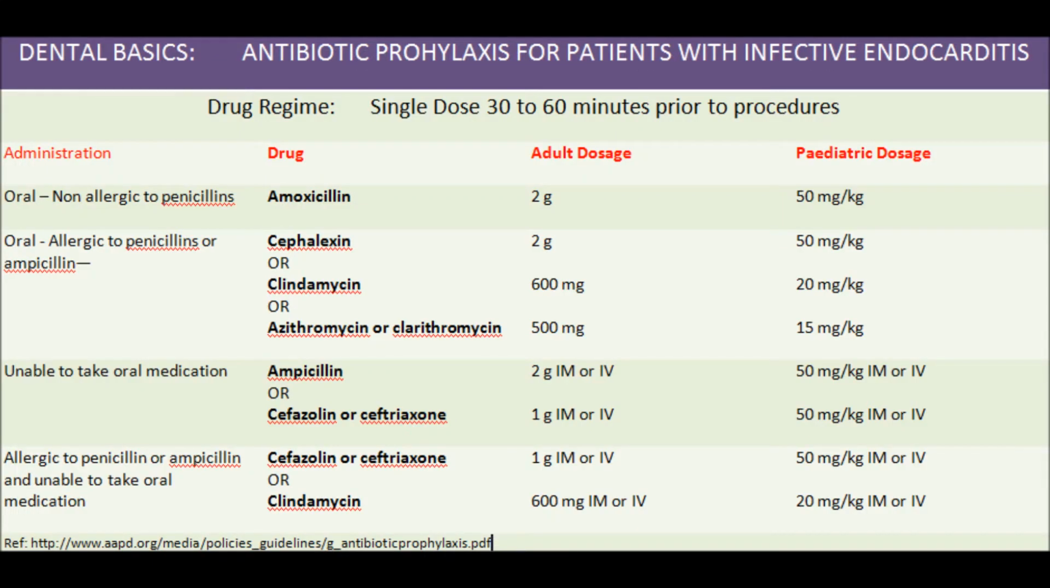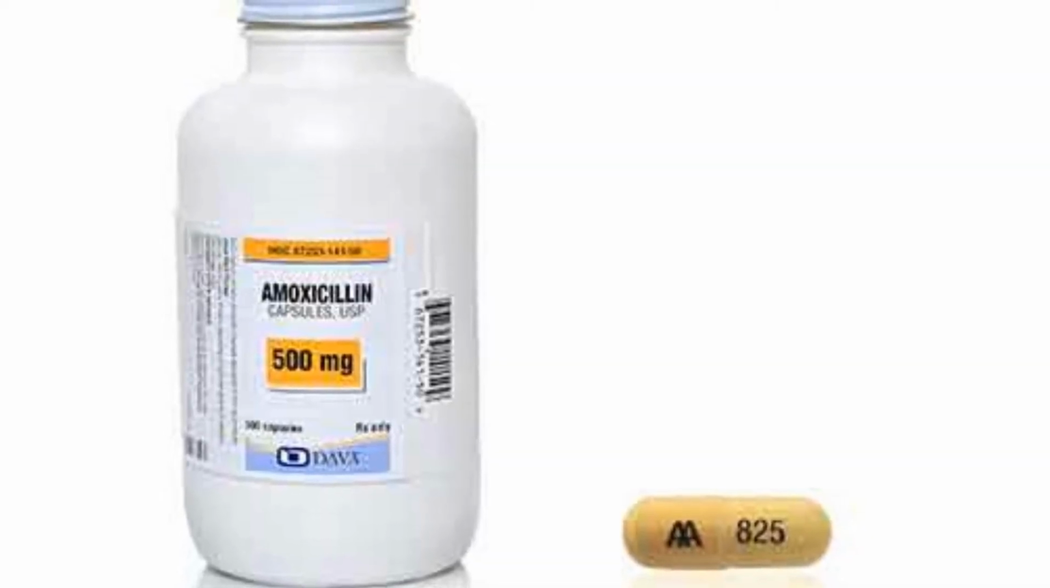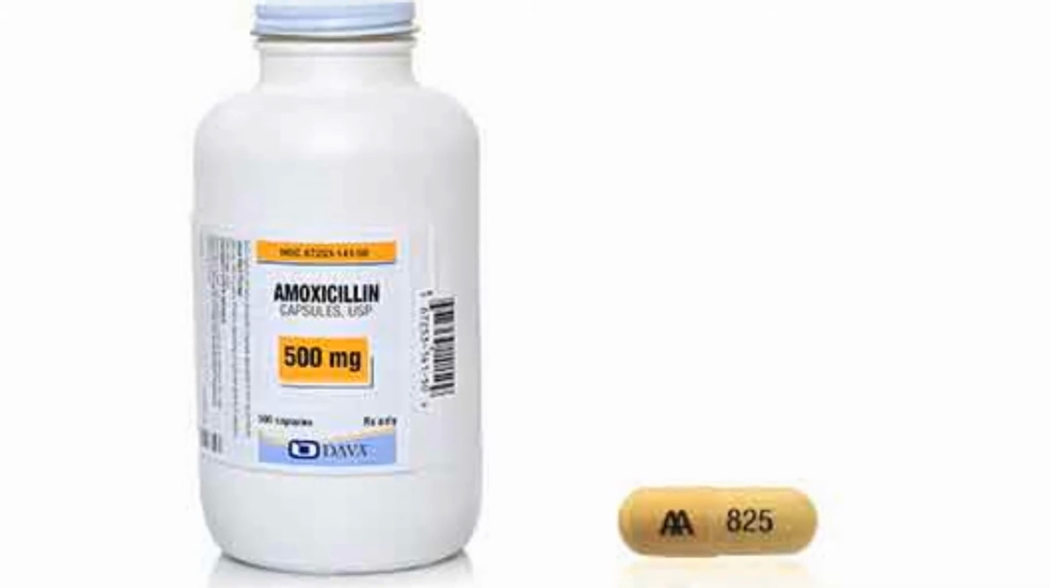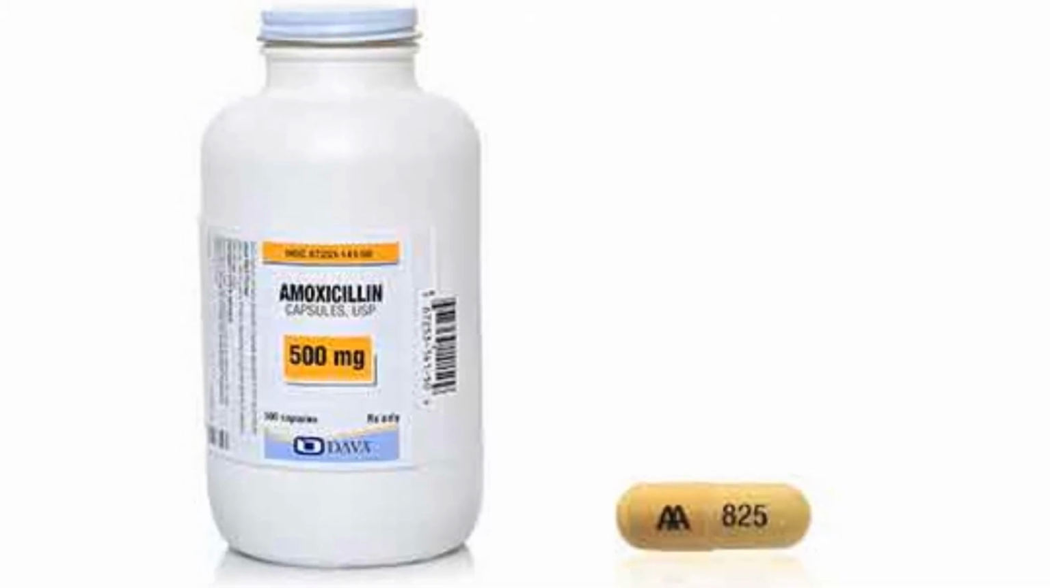Now, let me list the antibiotics which are used for antibiotic prophylaxis and the drug regimen. Usually, a single dose of the following drugs is given 30 to 60 minutes before the procedure. If you are doing the procedure under local anesthetic and the patient is able to take the drug orally, then amoxicillin is the drug of choice. The dosage is usually 2 grams in adults and 50 milligrams per kg in children.